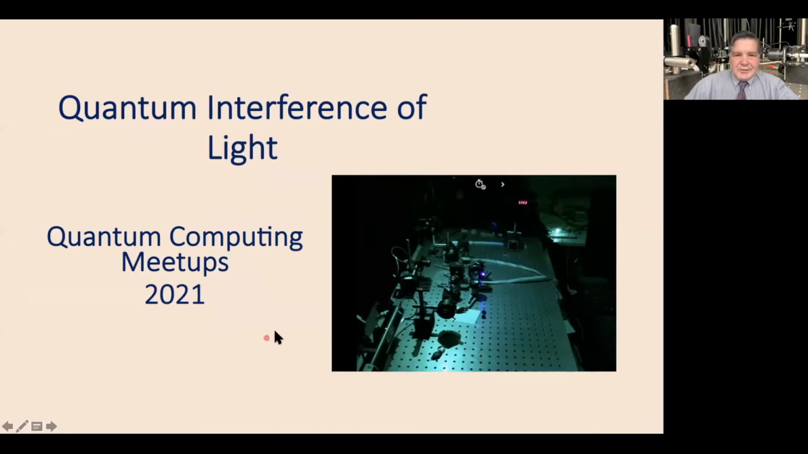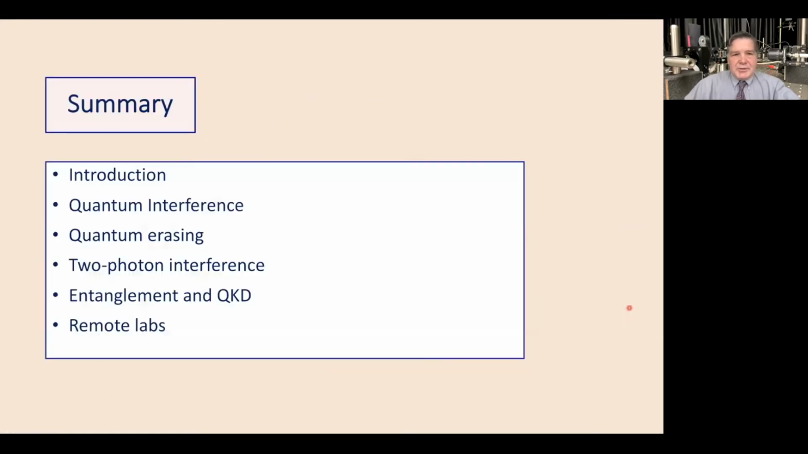Thank you very much for the invitation to give this seminar, and I'm going to talk about quantum interference of light. It is a very interesting topic that I've been working on for a few years. So let me tell you a little bit about what I'm going to be talking about. First, I'll give you a little introduction, some talk about quantum interference, and then I'm going to go through various types of situations: quantum erasing, two-photon interference, entanglement, and QKD. And then finally, talk about remote labs, which has been a recent adventure of mine.